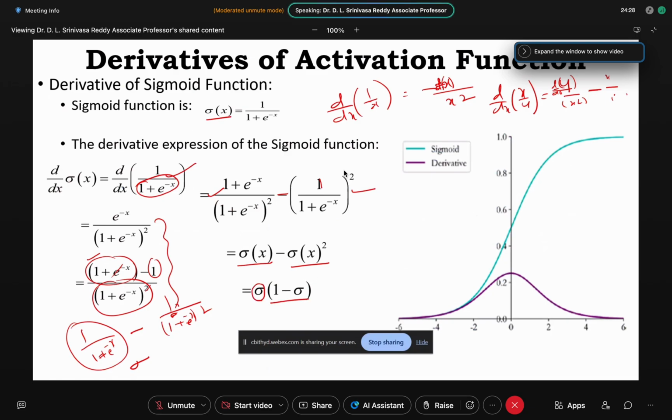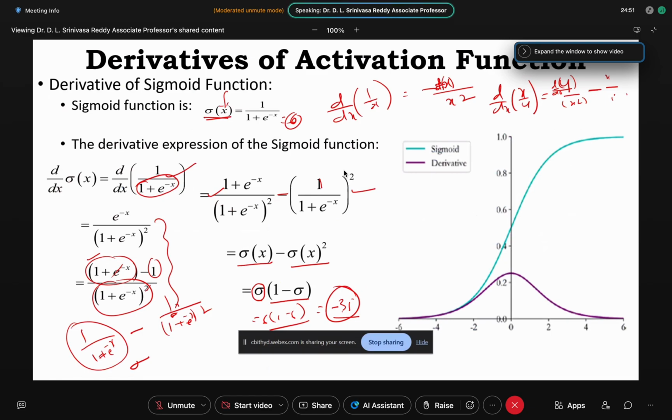What is this sigma value? This sigma is the sigmoid function. When you substitute something, you'll get some value. Suppose it is a 6 value. Then its derivative becomes 6 into 1 minus 6, so it is a negative part, minus 30. Like this, you have to calculate this differentiation.